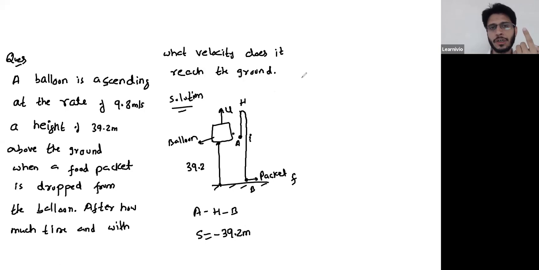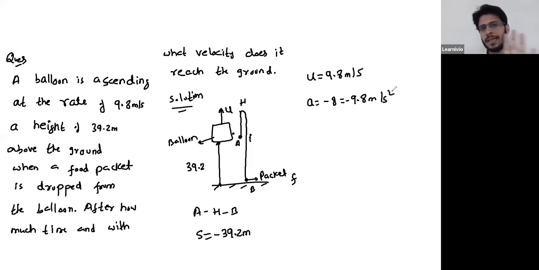Your initial velocity is upward, so the initial velocity is 9.8 meters per second. Your acceleration, it's free fall, so it's minus g, which is 9.8. If you take 9.8 in this case, your calculations would be easy. I'm taking 10 just to simplify the calculation, but the exact value is 9.8. You're supposed to calculate T and then calculate V.